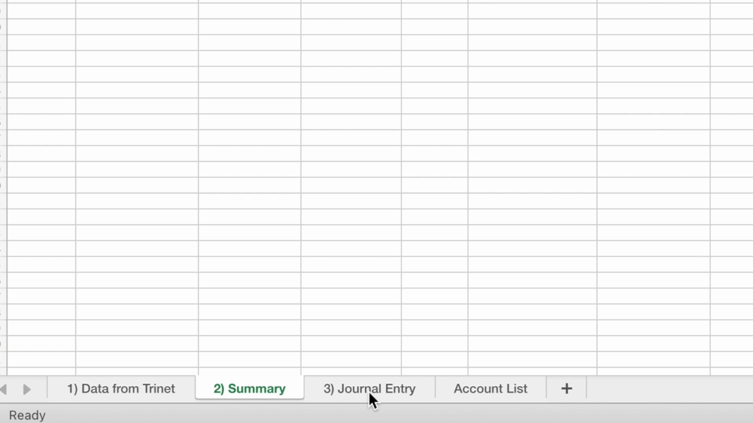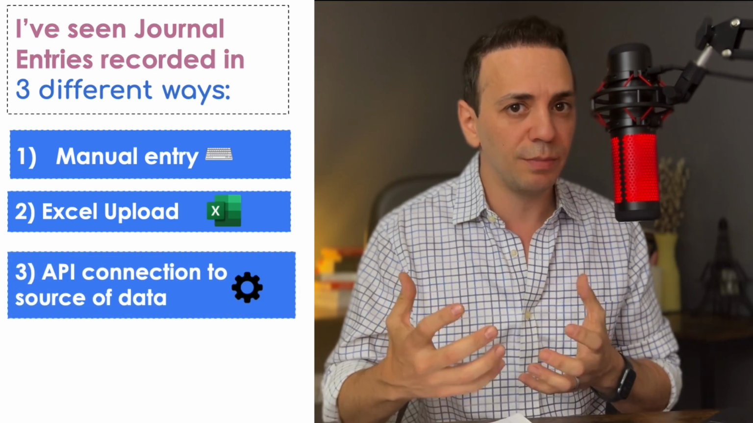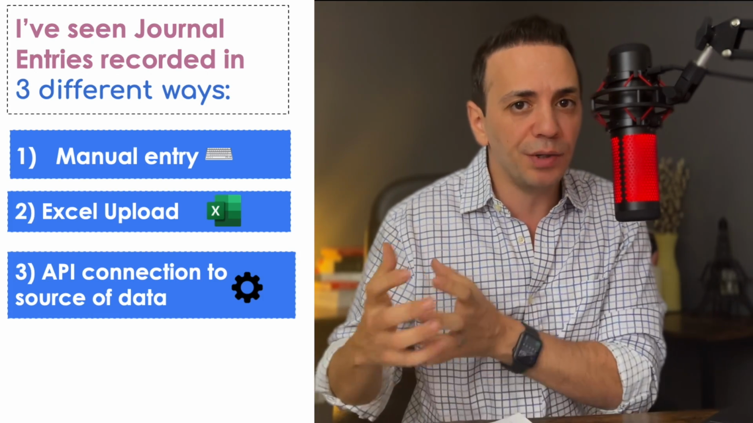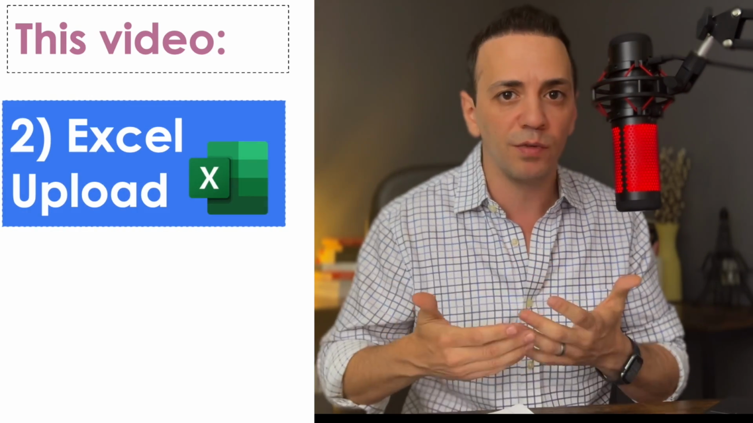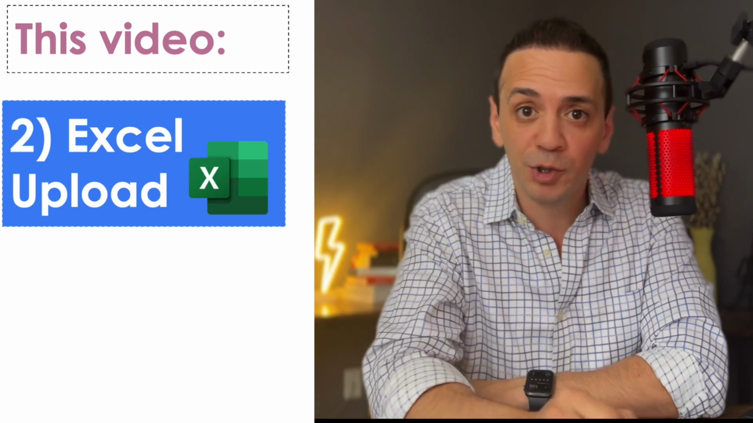The second way is to take your data in Excel and create a template that you can use over and over and then upload that file into the accounting software. The third way is very high in automation but requires a lot of engineering work on the front end, which is creating an API connection between the source of the data and your accounting software so that your JE is created automatically. So in this video, we're going to focus on this second method, which is creating an Excel template that you can use over and over and easily upload into your accounting software and requires zero engineering work. So let's go ahead and I'll show you how to create it.